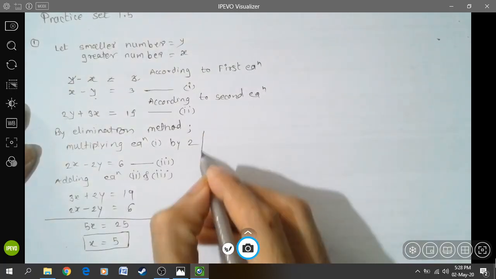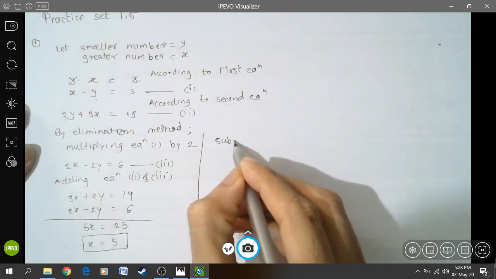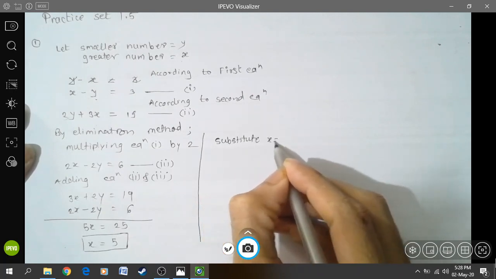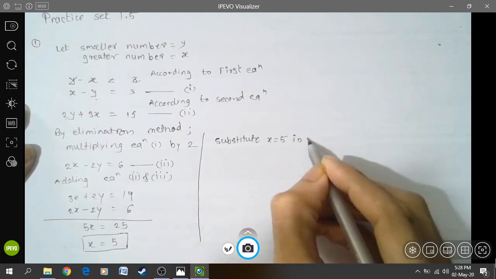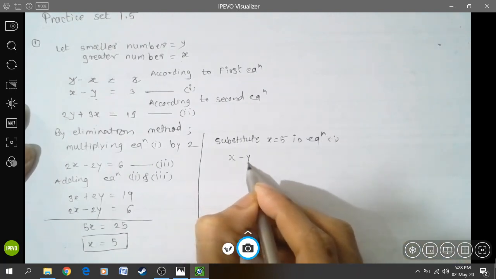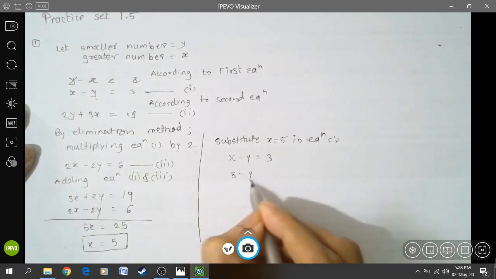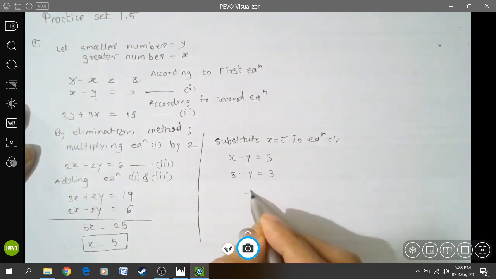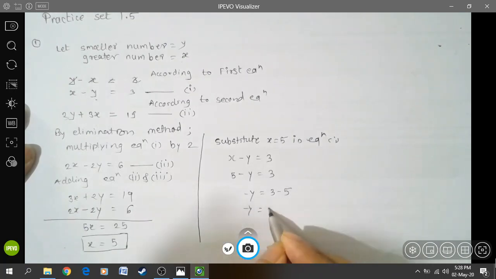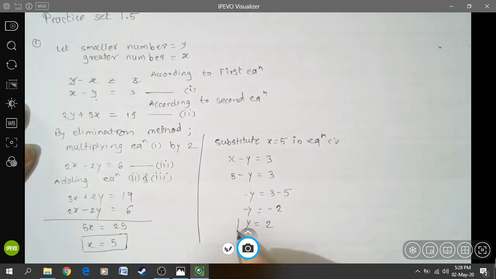Now what I can do is substitute, right? Substitute x is equal to 5 in equation 1. x minus y is equal to 3. x is 5, so 5 minus y is equal to 3, minus y is equal to 3 minus 5, minus y is equal to minus 2, means y is equal to 2.